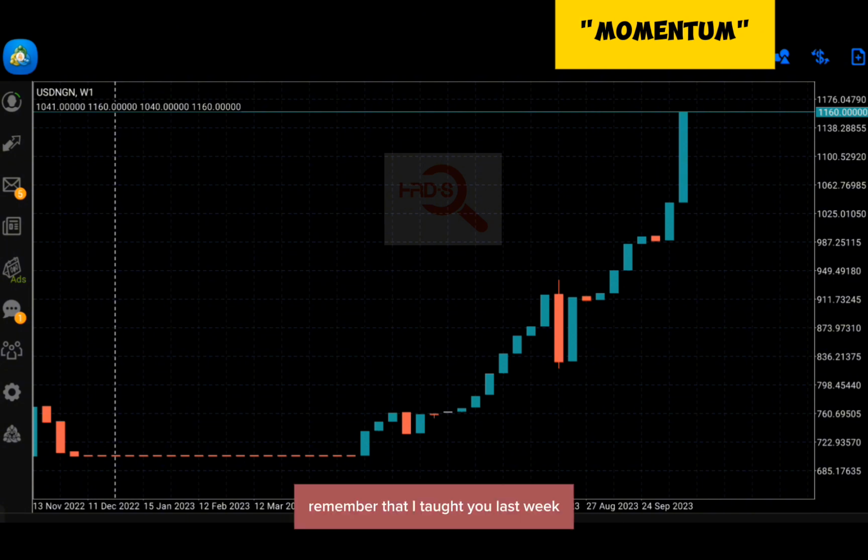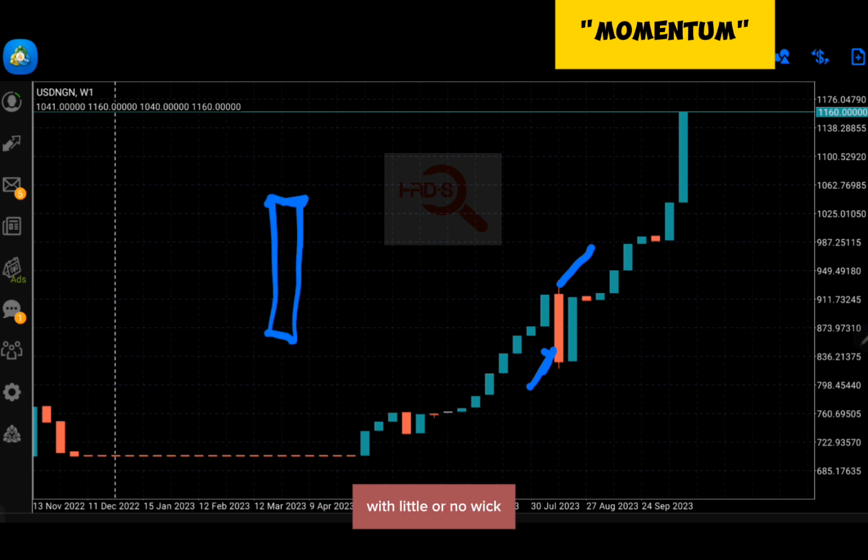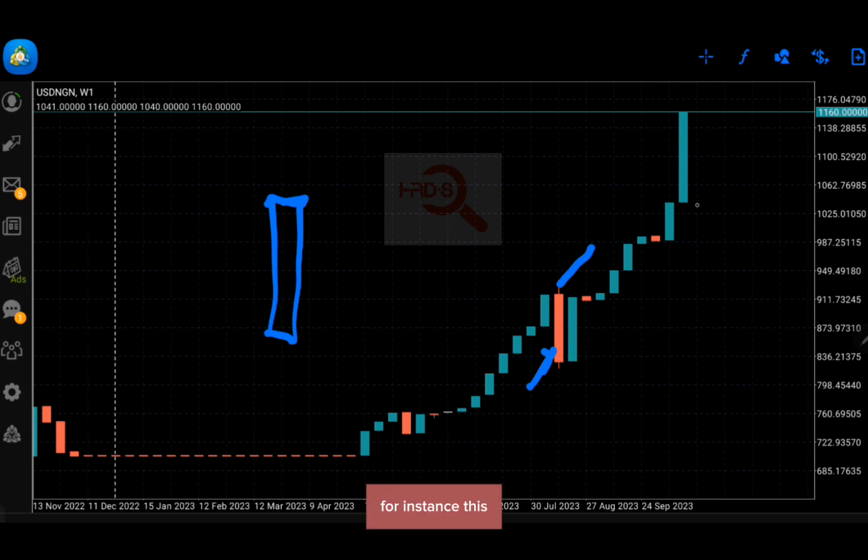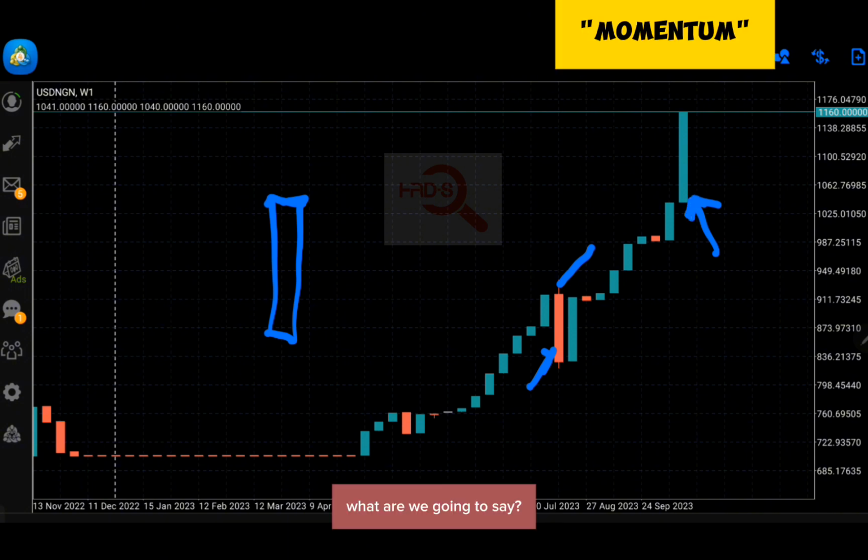Remember that I taught you last week that there are two parts of a candlestick. The first part is called the body, which is this, and the second part is called the wick of the candle. Now, the length of the body of the candle is what I term momentum. When you have a big body with little or no wick, for instance, this bullish candle, what are we going to say? We say that the bulls are in charge. It shows a symbol of strength.